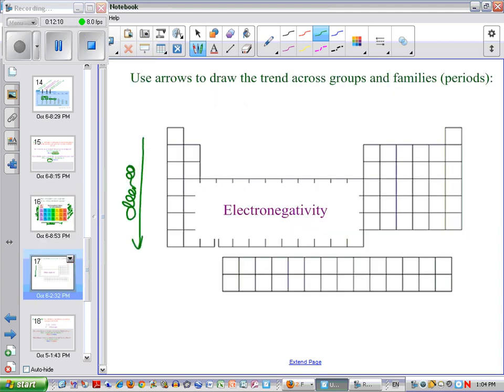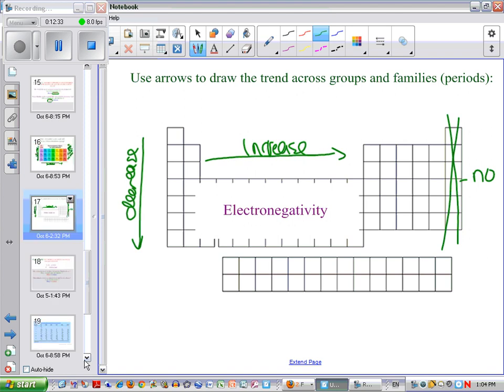So we put this on here. Decrease, increase, and we ignore noble gases. For those noble gases, because they do not bond, therefore they have no electronegativity values. Any questions about electronegativity? Let's move on to the next one then.